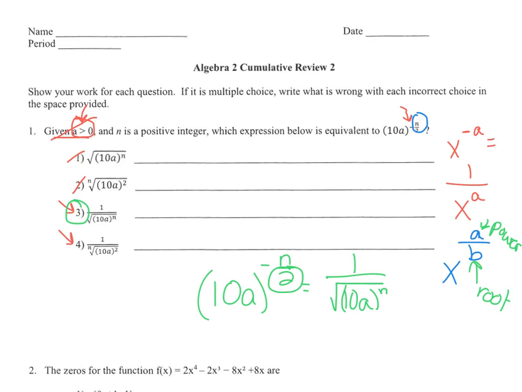The next thing we need to do is explain what's wrong with the other answers. Looking at the first choice, there is no fraction or 1 over the expression. The second choice has the same reason. There is no fraction, and the power and root are switched.